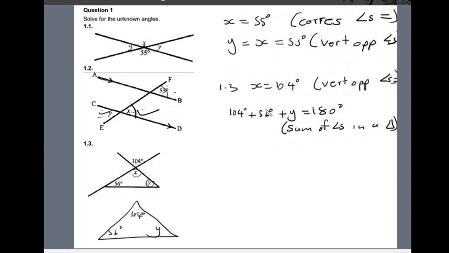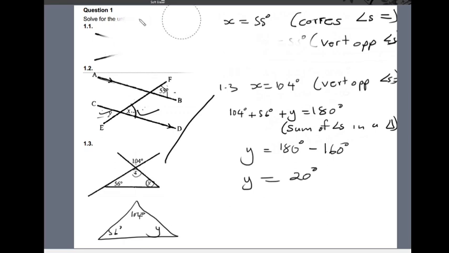So 104 plus 56 is 160, right? And then taking 160 to the other side, you will have 180 minus 160, and then you will find that Y is equal to 20 degrees. And that is the end of question 1, right? So this is fairly straightforward, mostly revision from grade 9, using straight lines and triangles, parallel lines.